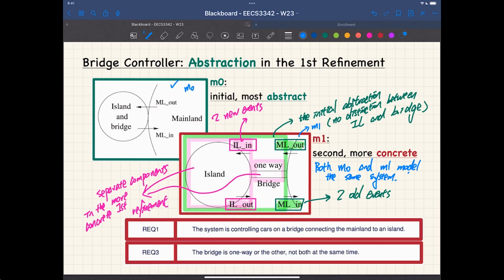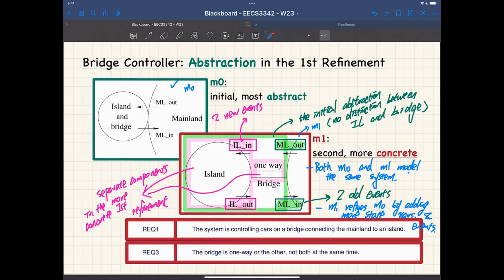Okay, that's point number one. And point number two, however, we say that M1 refines M0 by adding more state variables and events. We can already observe these are the two events we introduced in the refinement. We'll see some new variables that we have to worry about when we do the proofs as well later.